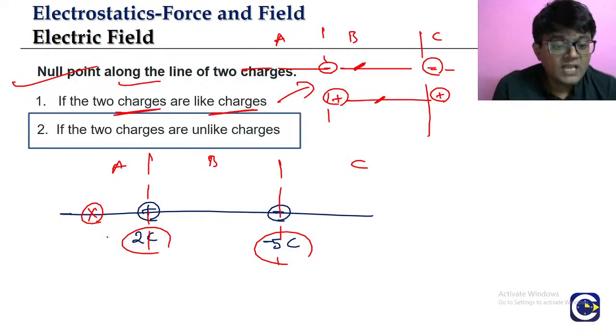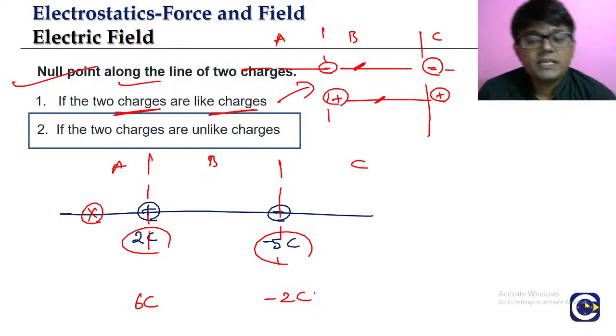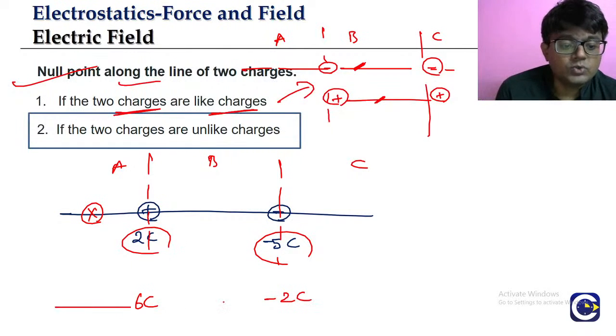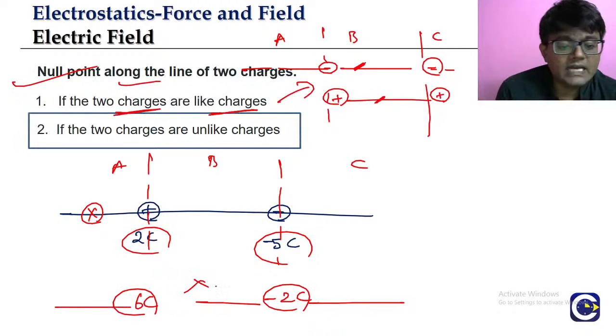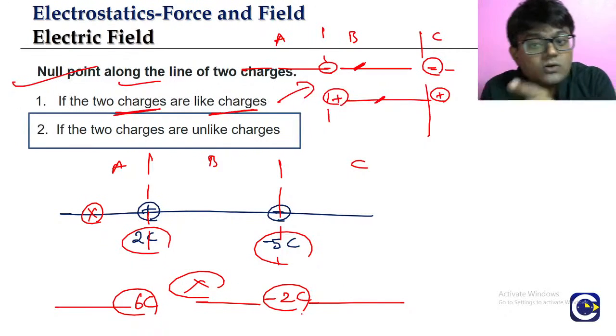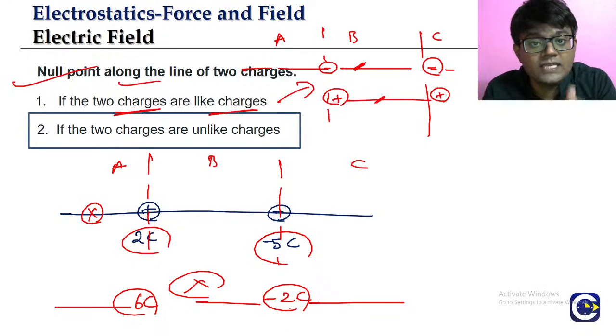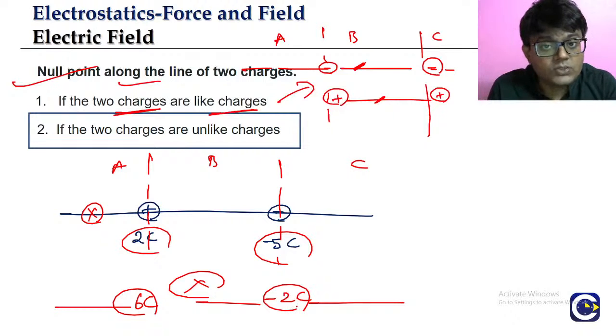Okay? I'll give you one more. Look, if you have 6 coulombs and minus 2 coulombs. Now what happens? It will not come in region B. Since these are unlike charges, the null point does not come in region B. Where will it come? It will come on the side closer to the lower value charge. Here 6 coulombs, here minus 2. Which is the lower value of charge? Minus 2 coulomb. Here we have said, lower value of charge.